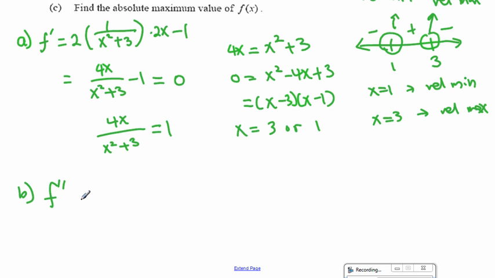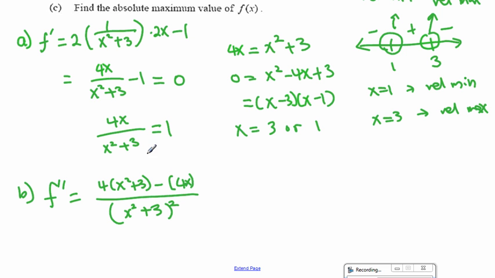Now, since our first derivative looks in this way, we just have to take the derivative of that. And we obviously have to use the quotient rule here. We have (x squared plus 3) squared in the denominator. Here first we're going to be getting the derivative of 4x, which is 4, times x squared plus 3, minus 4x times the derivative of the bottom, which is 2x. And the derivative of negative 1 becomes 0 anyway.